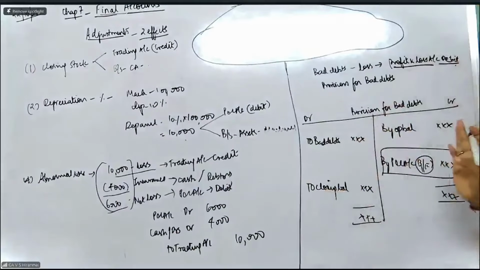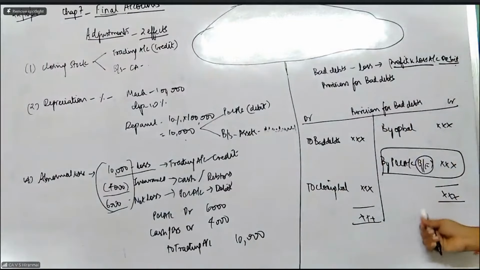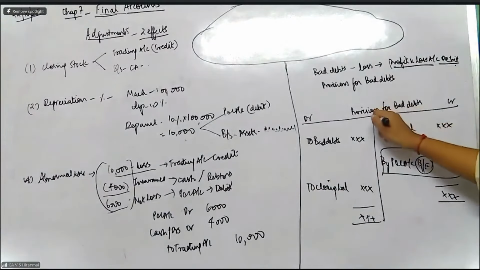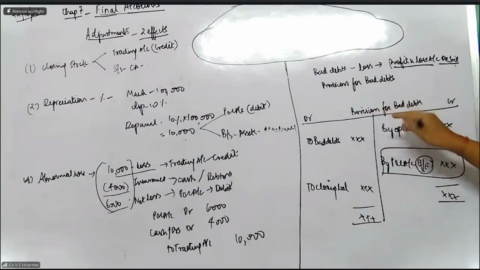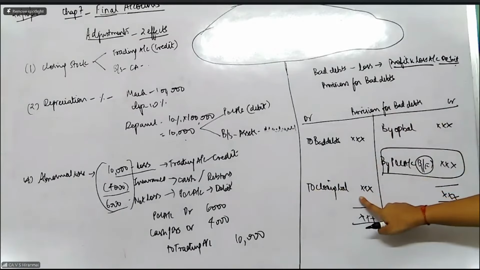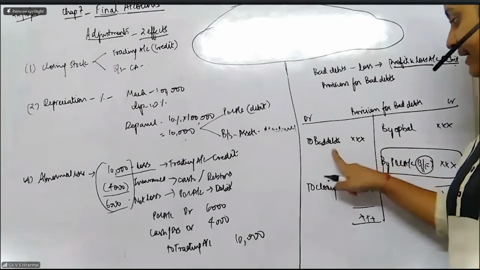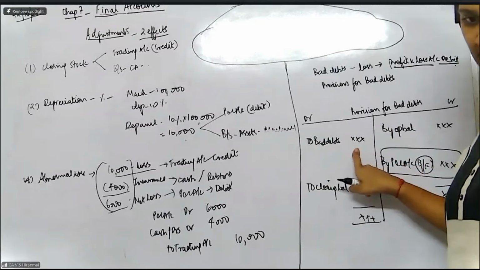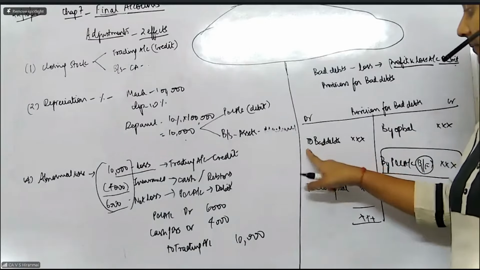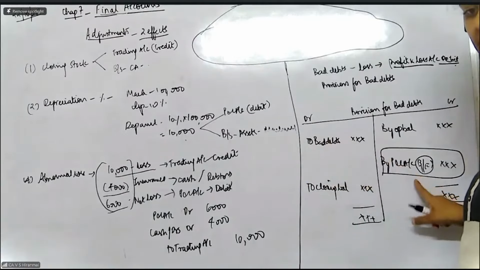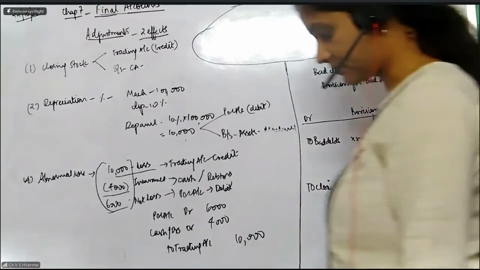Please see here. These four things, did you all understand? In provision for bad debts, this is a liability account. So opening balance will come on the credit side. Closing balance will come on the debit side. Okay? And then bad debts will come on the debit side, and P&L account balancing figure will come here.